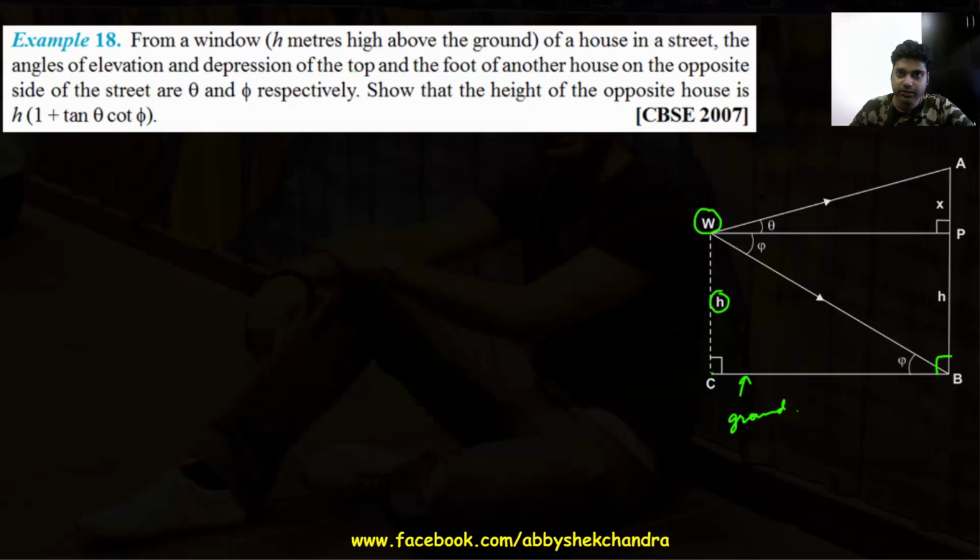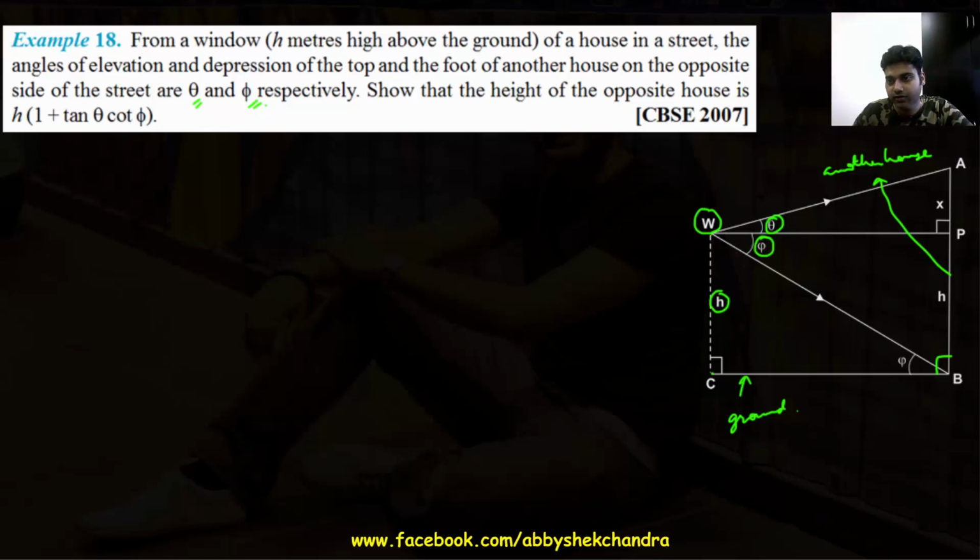The angles of elevation and depression of the top and foot of another house on the opposite side of the street are theta and phi. So the angle of elevation is theta, and the angle of depression of the foot of another house, AB, is phi. AB is the other house. Fine. This is the another house, right?